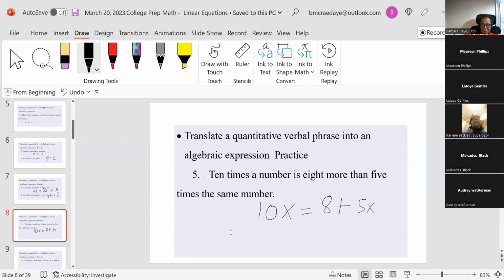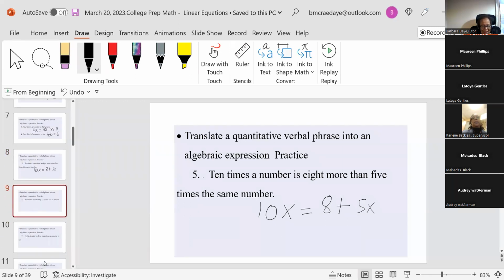Everybody okay with this one? 10 times the number x is equal to 8 more than, that's 8 added to 5 times the same number. And Latoya picked x, so that has to be x. Same number, same variable. Got it? Questions? No. Okay. All right.